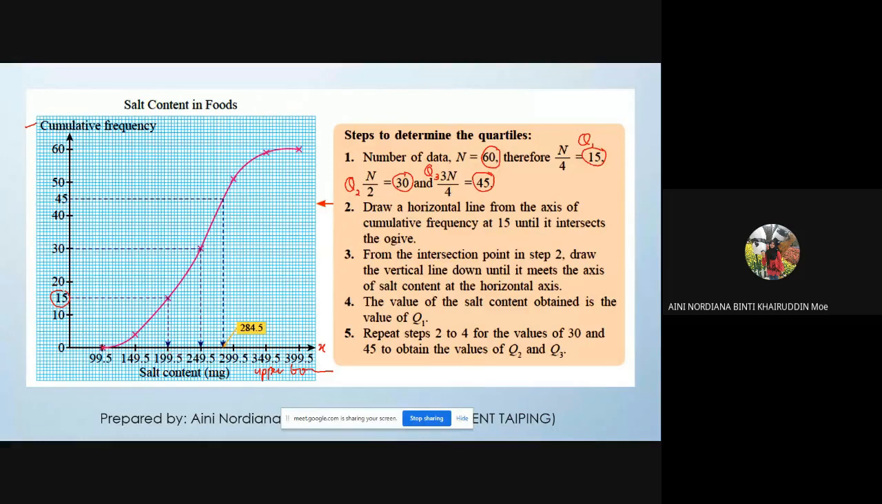So this is the first quartile. The median is 30, to the graph, to the x-axis. So this is the median, and the third quartile. This one you need to know how to calculate. How do we calculate this?